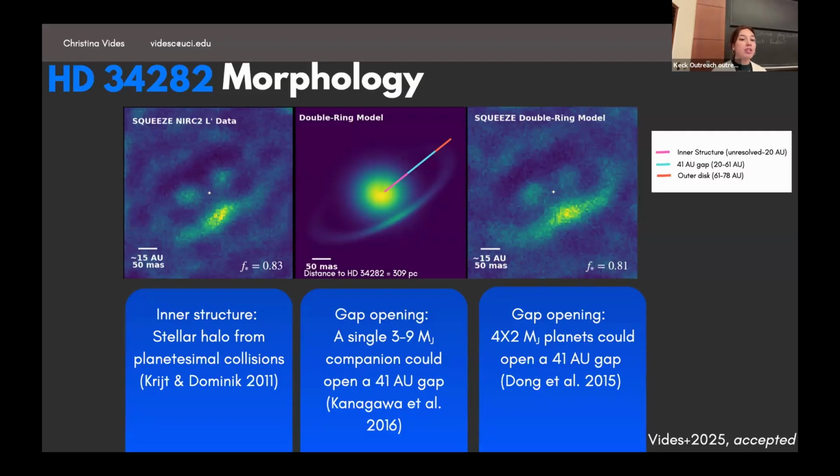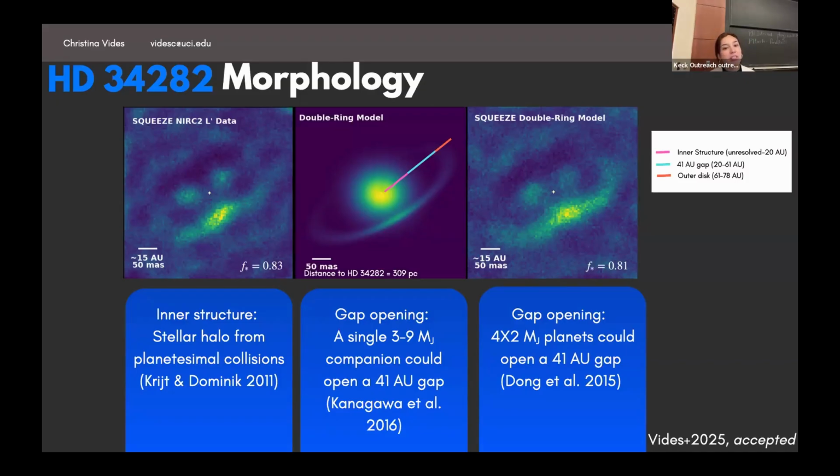So this inner structure could be the result of stellar halos from planetesimal collisions. What would be happening is there's a rapidly migrating inward planet, and that's causing planetesimals to be flung everywhere and dust to be ground down. There could also be a 3 to 9 Jupiter mass companion opening up this 41 AU gap. This is based on equations derived from hydrodynamic simulations, and the 3 to 9 corresponds to typical disk viscosities.